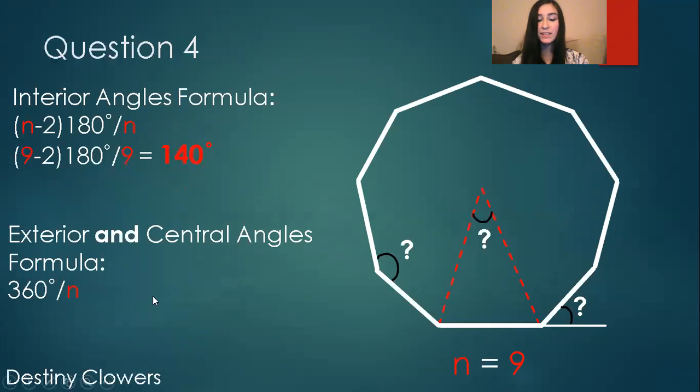Now, exterior and central angles, fortunately, they both have the same formula. So you can do just one formula for both of them, which is 360 degrees divided by n, which will be 360 degrees divided by 9, since we have 9 sides, and that equals 40 degrees. So that means our central angle right here is 40 degrees, and that means our exterior angle is also 40 degrees.